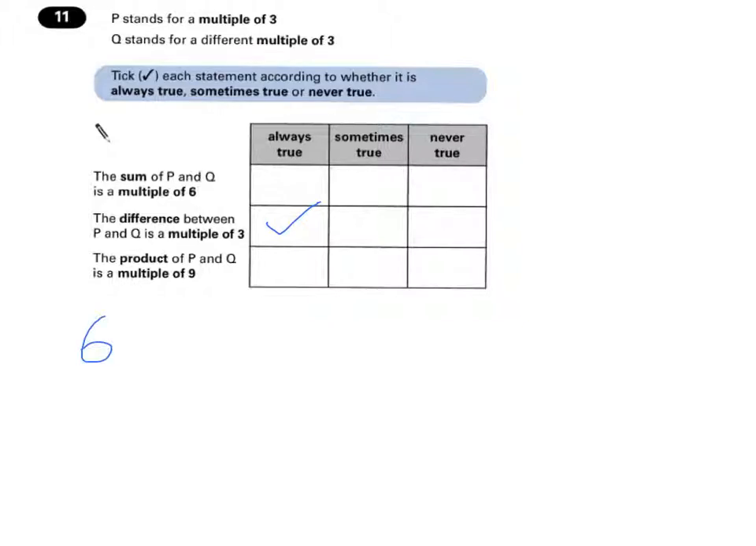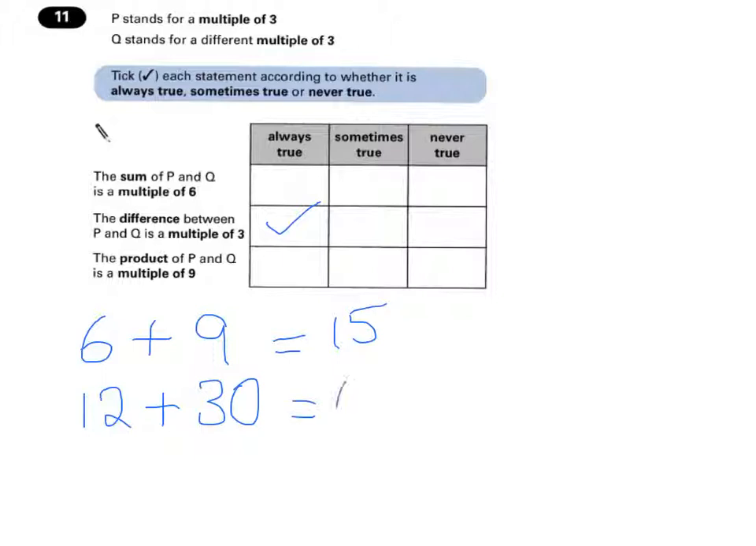6 is a multiple of 3, and that's going to be Q, and I'm going to add it together to 9. If I add 6 and 9, I get the answer 15. Are they a multiple of 6? No. Let's try a different one. Let's try 12 plus 30. So I'm letting P be 12 and Q be 30. Add them together, I get 42. Is 42 a multiple of 6? Yes, it's the answer to 7 times 6.